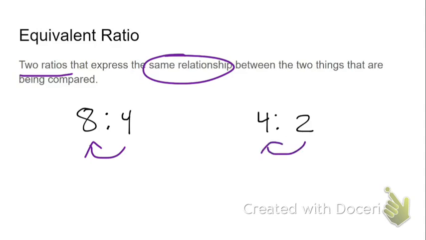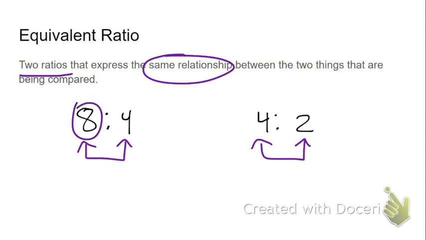This one's easy because the second number is just half, but sometimes they won't be as clear cut. Sometimes it might be like times 6 or times 6.5. So these two ratios are equivalent because they have the same relationship between the two things. One's half of the other. Or if you think about the first one compared to the second one, the first number is double the second number, right? So that's what equivalent ratios are.